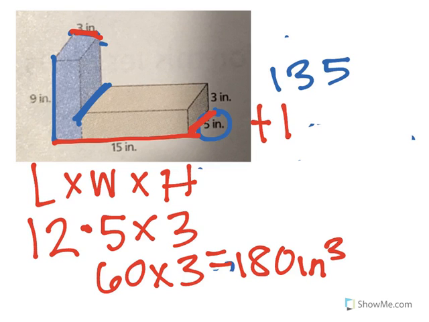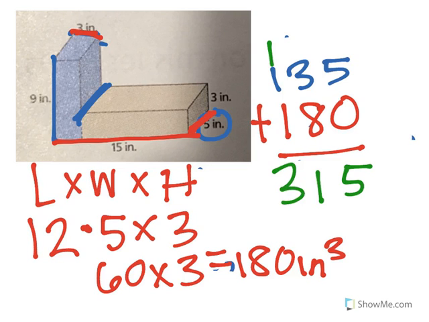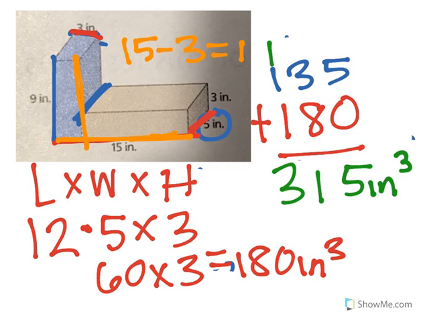So now we're going to add these. 135 plus 180 gives me 315 inches cubed. The biggest thing I have to remember here is the length here is not this full length. I had to subtract part of the length, which was 3 inches. So 15 minus 3 is where I got that 12 for my length.